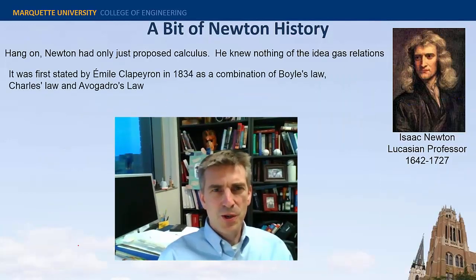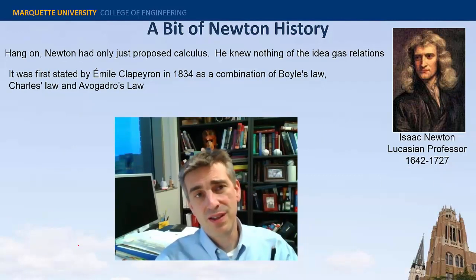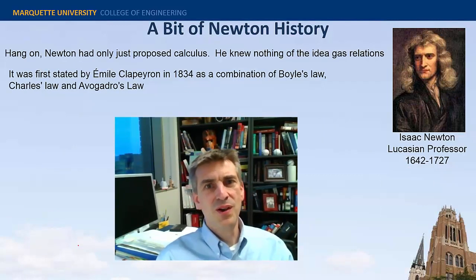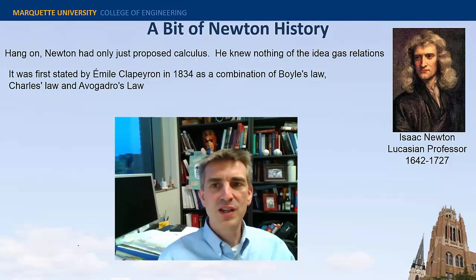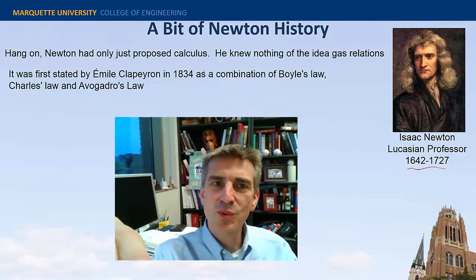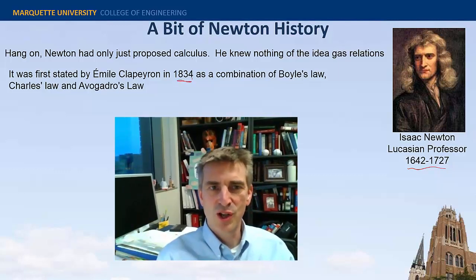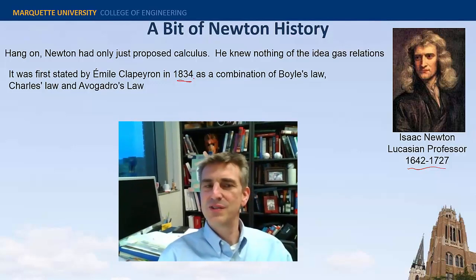1687? So Newton had just proposed calculus, which we used a ton of in that derivation. Also, the whole ideal gas relationship was unknown to Newton. PV equals MRT wasn't really fleshed out till about the 1830s, right, from Boyle's law and Charles' law. So there's no way you could have known that.